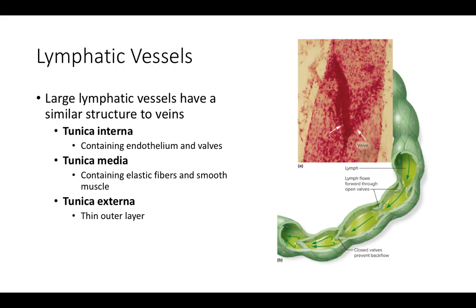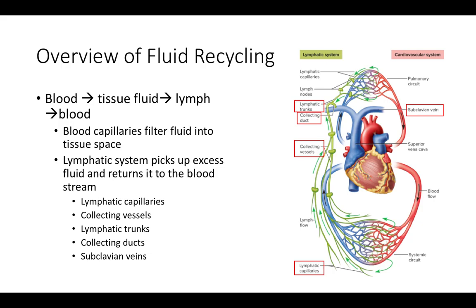So again, very similar to veins. So what you should be gathering by now is just this general overview of how we recycle fluid in our body, right? So we have these capillaries that are going to filter fluid into the tissues. Okay, so it starts as blood, then it becomes tissue fluid. 85% of that is going to be reabsorbed by those same capillaries, but the remaining 15% is going to be absorbed by our lymphatic system, which will then carry the lymph up and deposit it into the veins so that it can go back to the heart and be recycled into circulation.